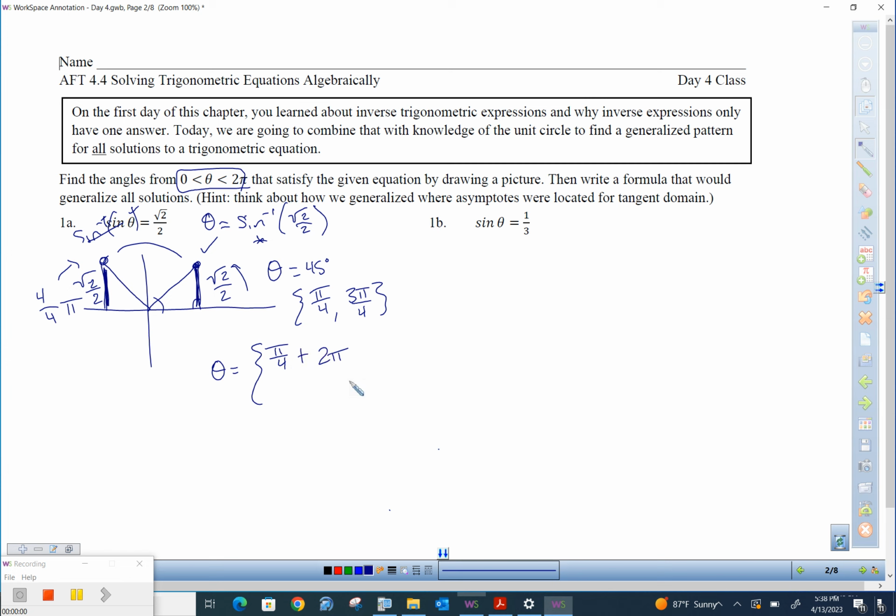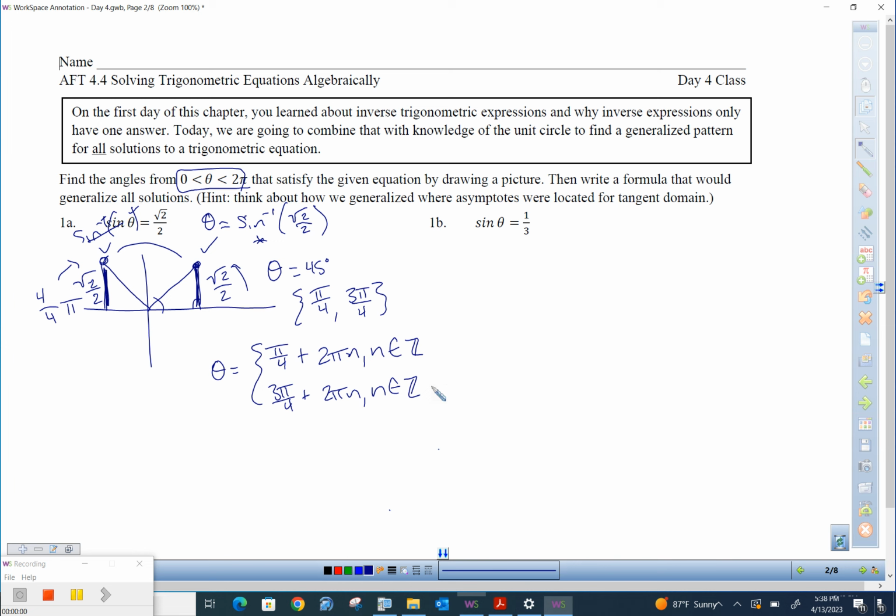And how this is similar to tangent with our domain is we're saying we could add 2 pi 1 time, or 2 times, or 3 times. We say any number of times, so times n, as long as n is an integer. And then that same thing happens for the second one. From here, I can add a lap forever. So we'll use 3 pi over 4 plus that period times n again, as long as n is an integer.